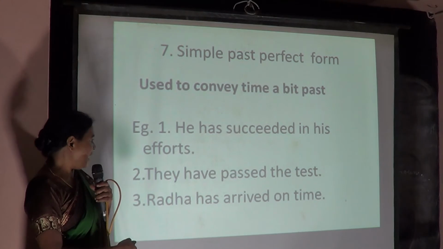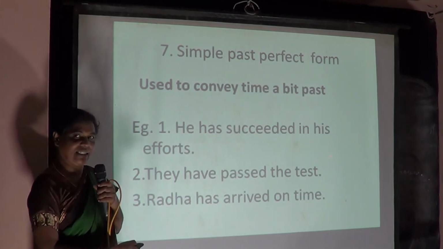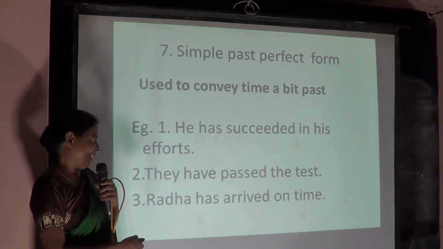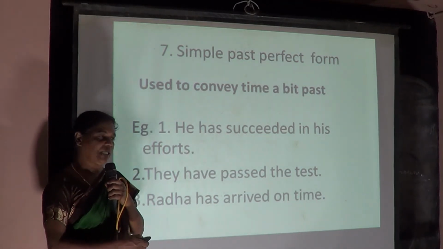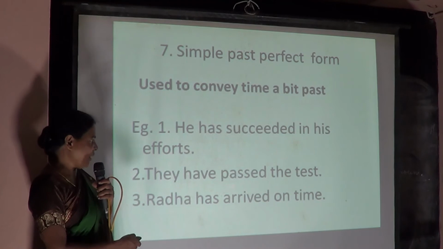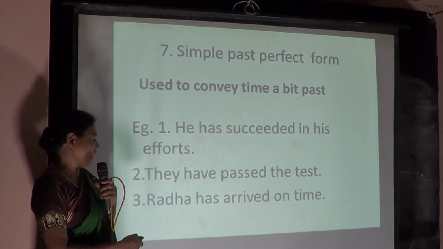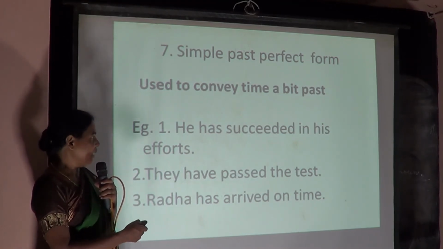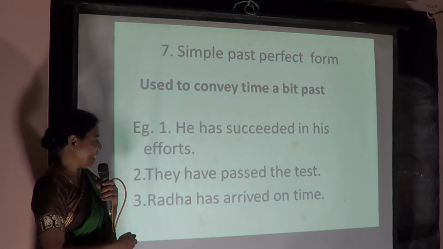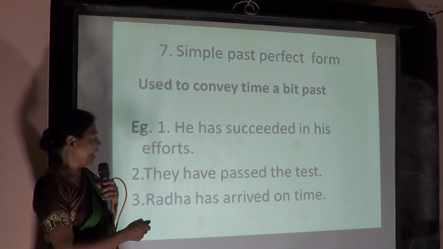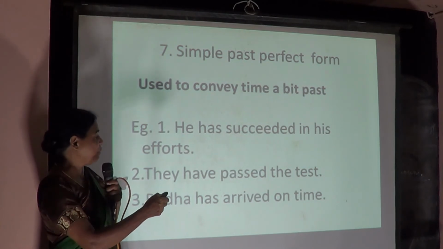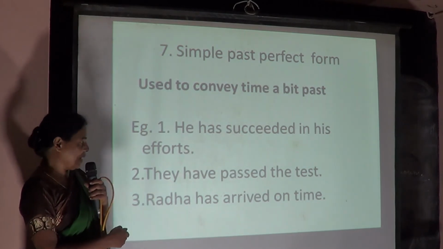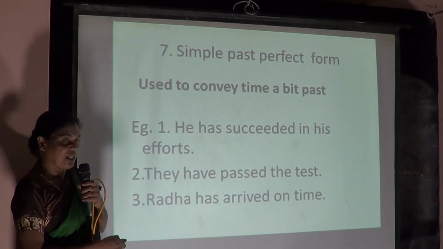And now here, they have passed the test. They have passed a small test, a minor test, a class test or a weekly test which is given. You have passed, they have passed, we have passed, all that we can make. And see the verb here, we are using this has pattern, and succeeded is in the past participle, so thus it makes past perfect. So the second example here is, they have passed the test.